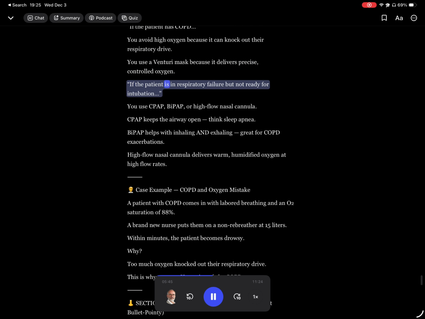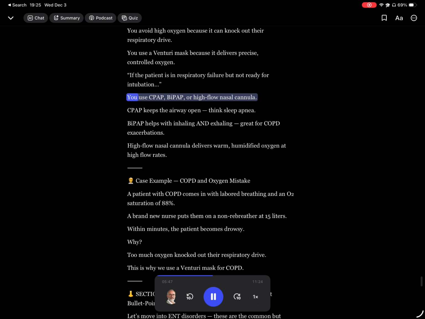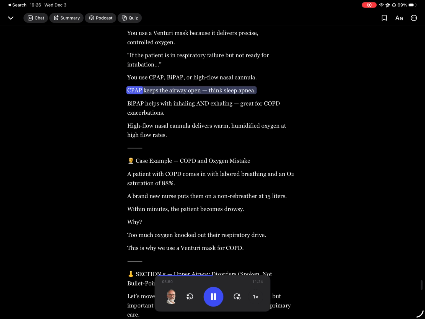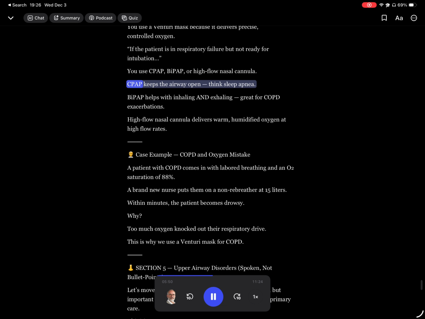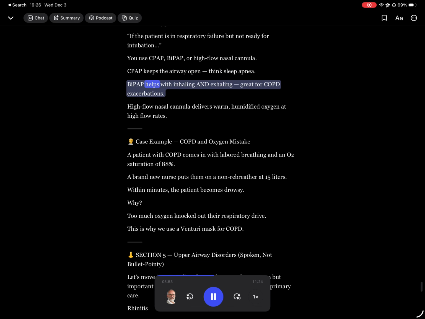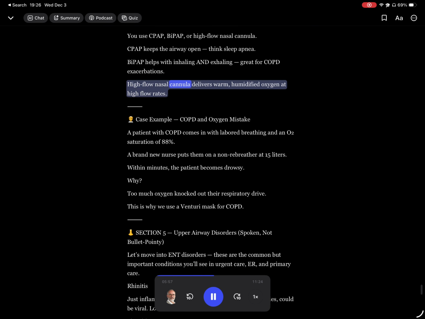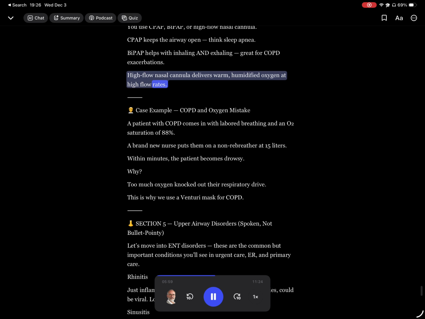If the patient is in respiratory failure but not ready for intubation, you use CPAP, BiPAP, or high-flow nasal cannula. CPAP keeps the airway open, think sleep apnea. BiPAP helps with inhaling and exhaling, great for COPD exacerbations. High-flow nasal cannula delivers warm, humidified oxygen at high flow rates.